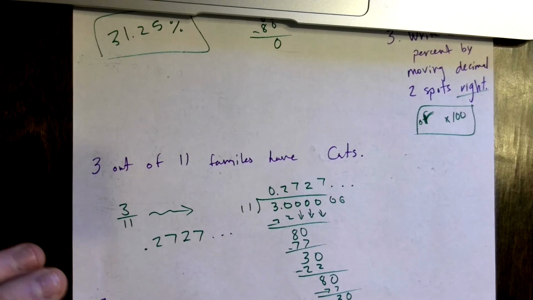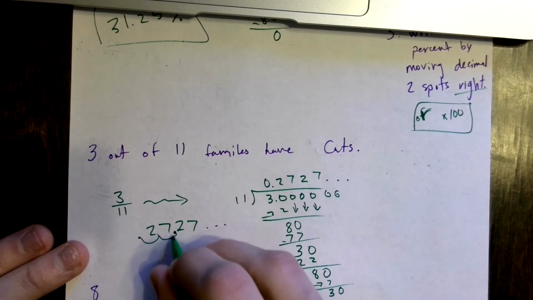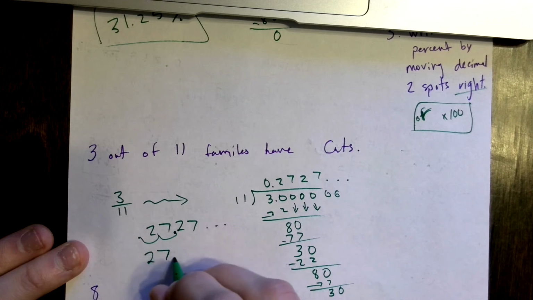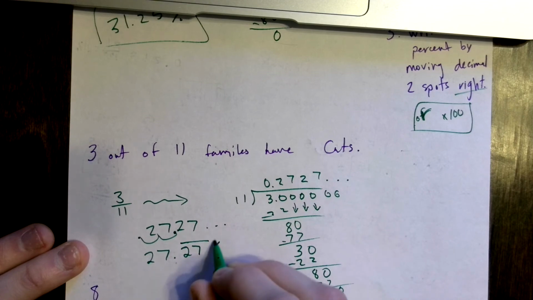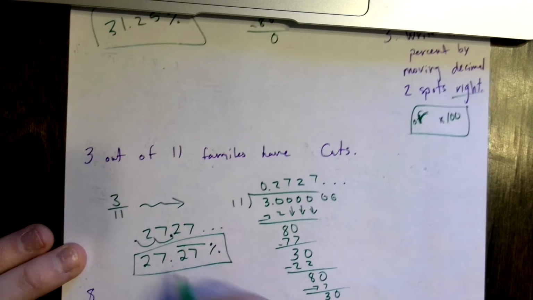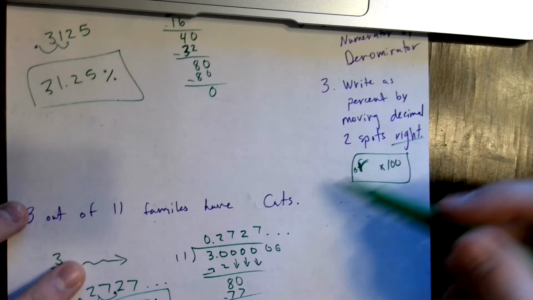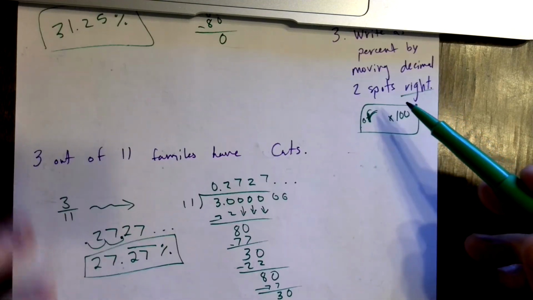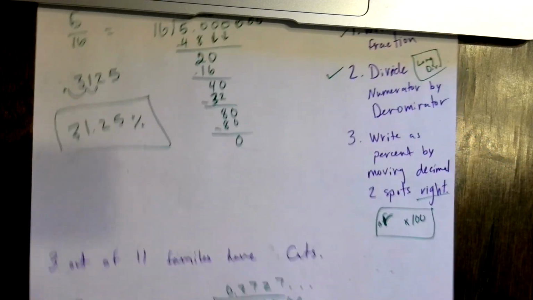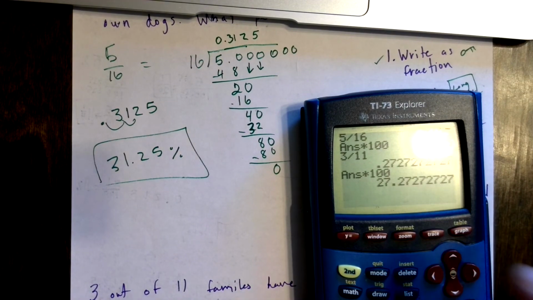So here's what I'm going to do right here. I'm going to take my decimal point and move it once, move it twice, and I'm going to get 27.27 repeating percent. I followed all those same steps, wrote as a fraction, divided the numerator by the denominator, set that up right here with that long division, and finally moved that decimal point. And I can check my work right now, 3 divided by 11, and I see that, multiply that by 100, and perfect.